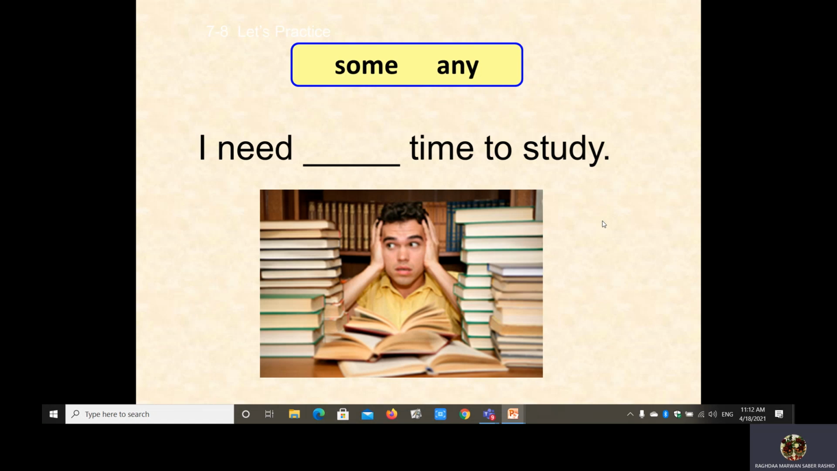Let's practice now this exercise. Use some or any. I need some time to study. Is it affirmative, negative, or question to use some or any? Yes, of course, it's affirmative, so we use some. I need some time to study.